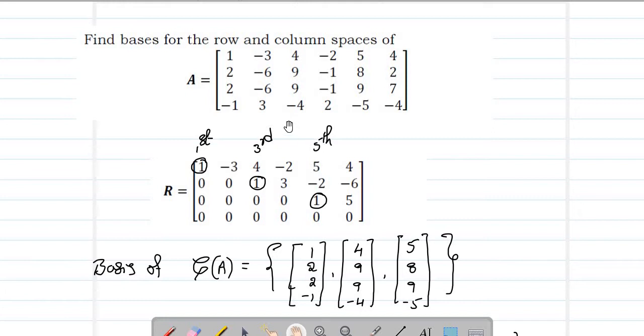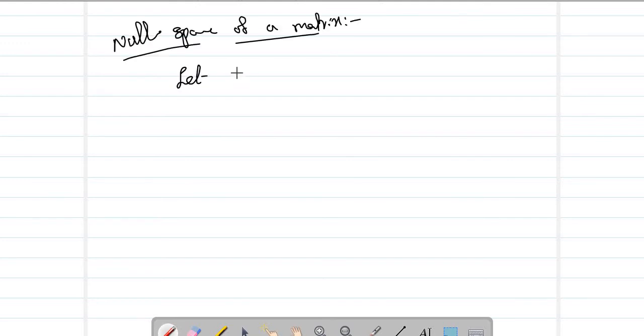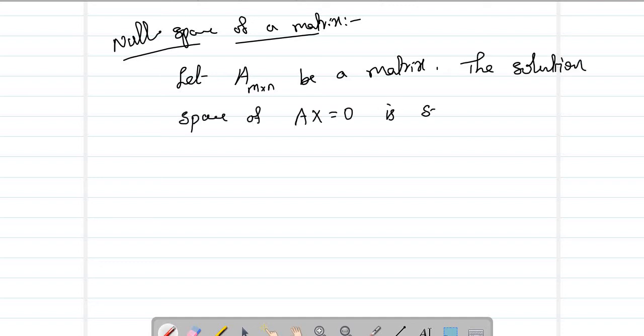Now let us discuss about the null space. I hope you are clear how to find the basis of a row space of A and the basis of the column space of A. Okay. Now let us define null space of a matrix. So let A be a matrix of any size. Let me take a rectangular matrix. Let A be an m by n matrix. Okay. So the solution space of Ax equal to 0 is said to be null space of A.